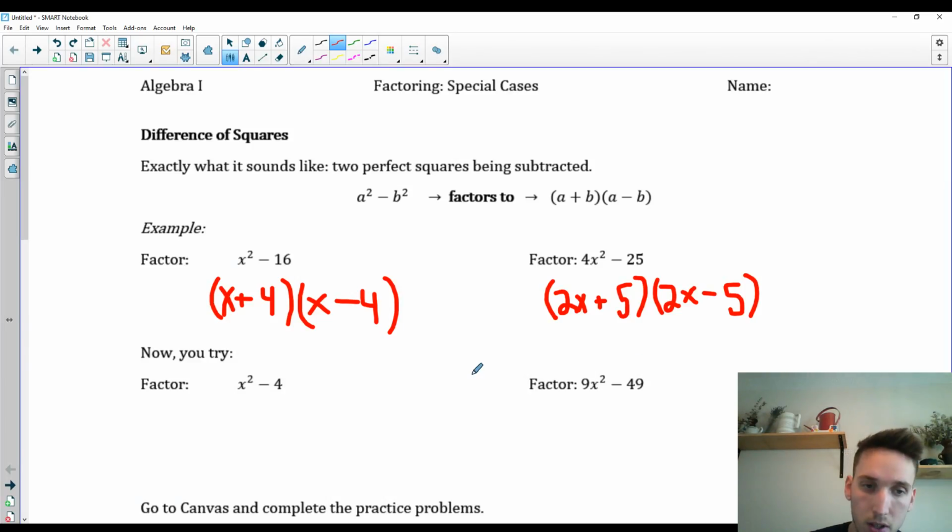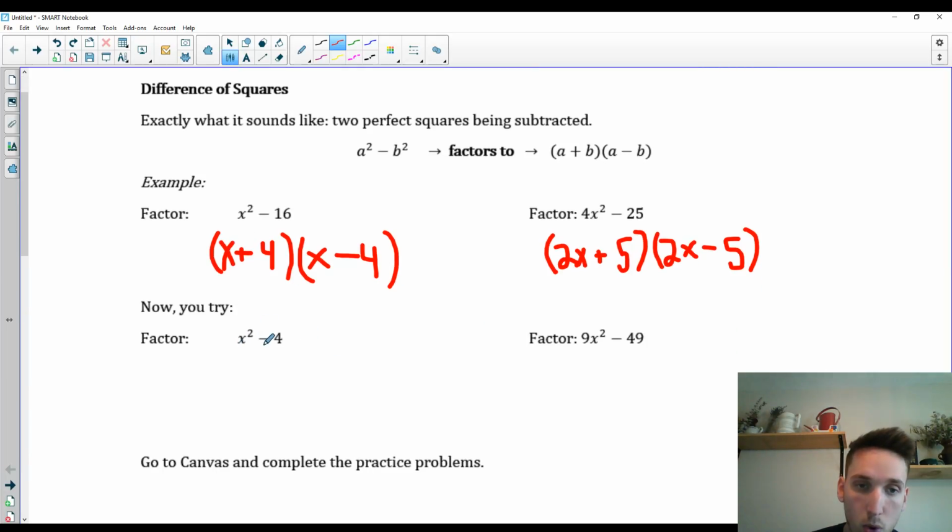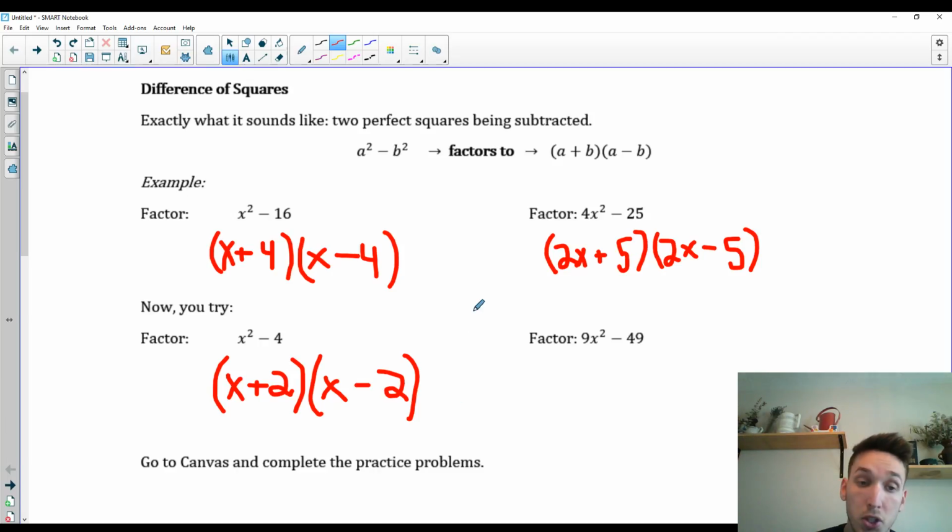All right, hopefully you paused the video and you tried these out. Let me write down the answer for each, and let's see if you got it right. So x squared minus 4, we've got a difference of squares, right? Both of these are perfect squares. When you factor, you get two binomials. Square root of x squared is x. Square root of 4 is 2. And you know one of these has to be plus, one of these has to be minus. Hopefully you got it right. If not, it's okay. Keep trying. Let's look at the answer for this one.